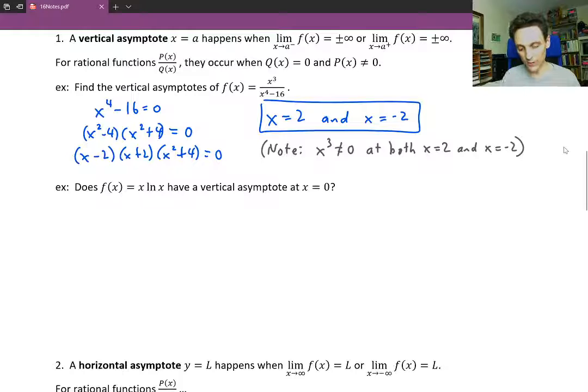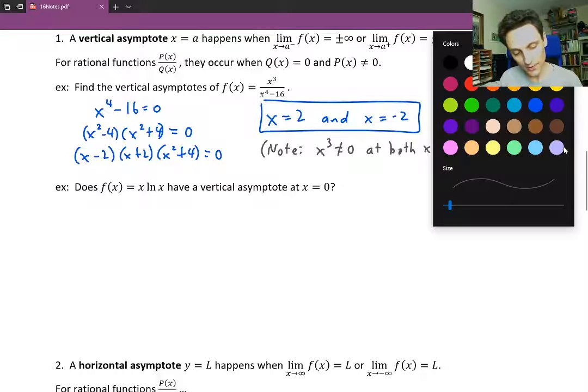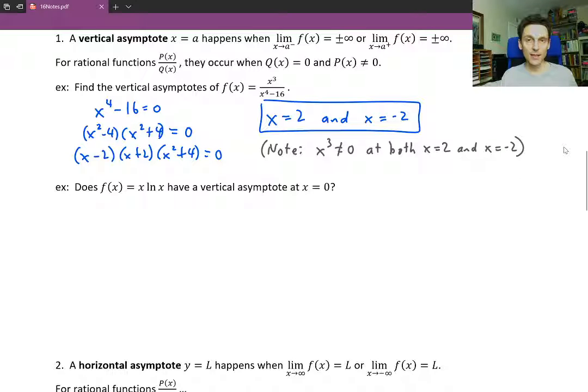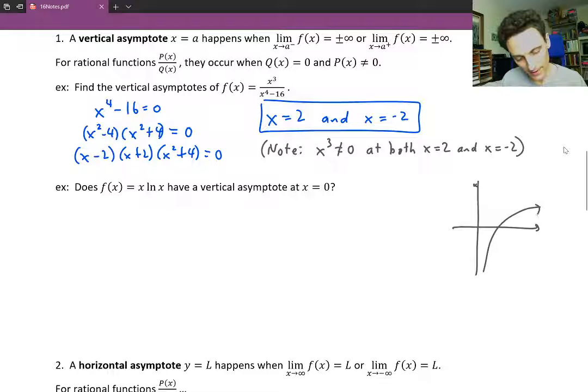For the next example, we're going to look at, does f of x equal x ln x have a vertical asymptote at x equals 0? Well, it's a good question to ask because ln x has a vertical asymptote at x equals 0. If you remember the graph of ln, I'll just draw a quick picture of the graph of ln. It looks something like this. There's a vertical asymptote at x equals 0.